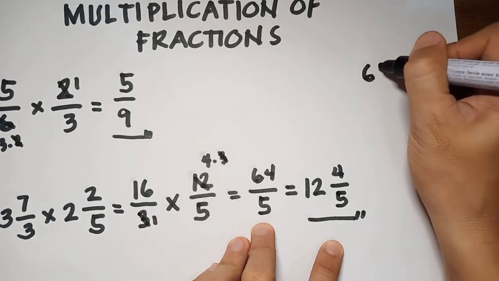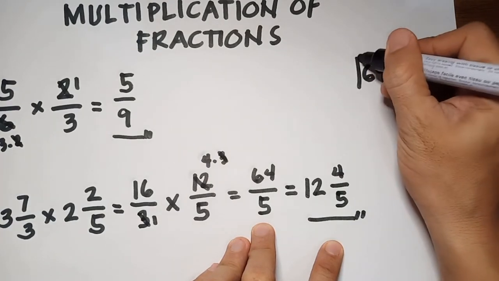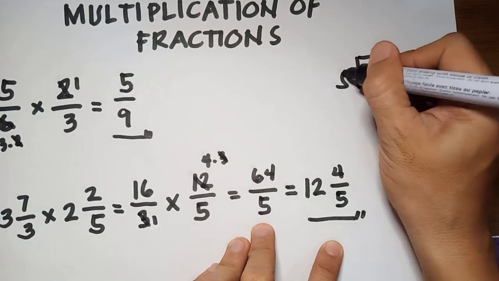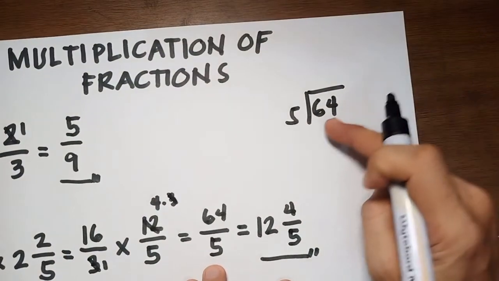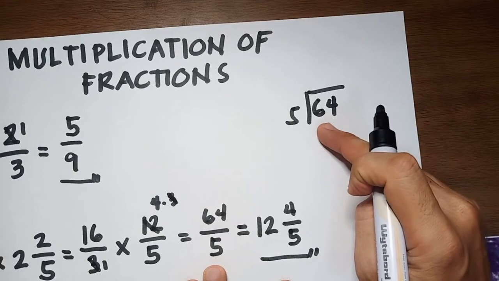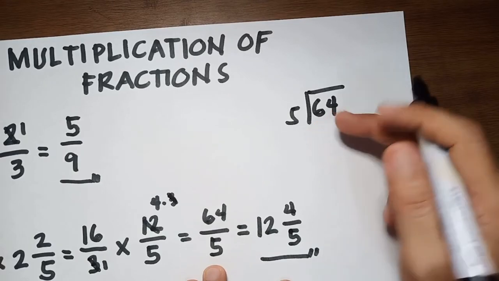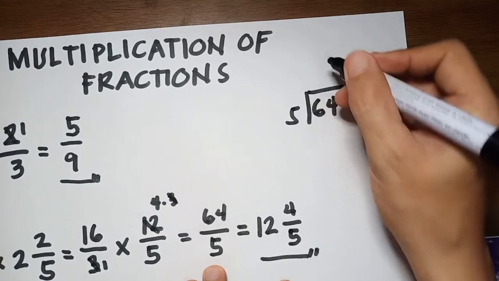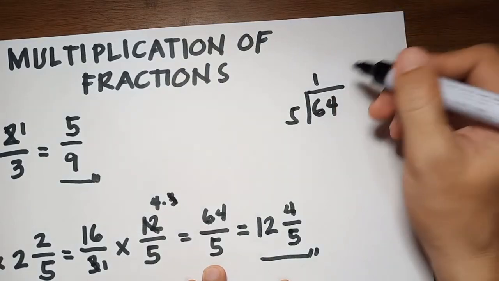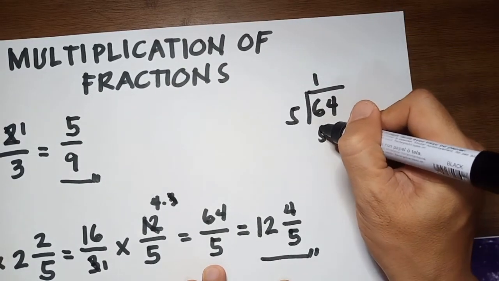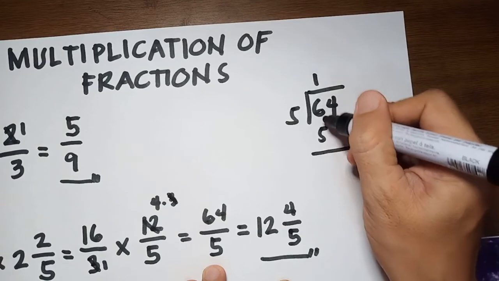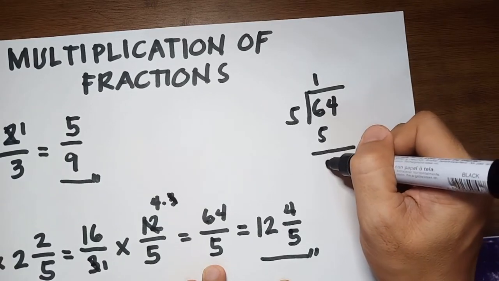So we divide 64 divided by 5. Okay, 64 divided by 5. 6 divided by 5 is 1. So we write there 1. 1 times 5 is of course 5. Then 6 minus 5 is 1.